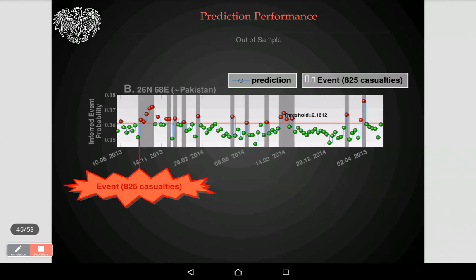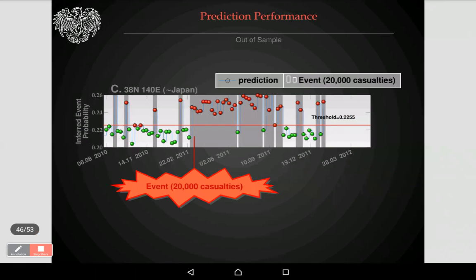A different location. Again, we do pretty well. There is a small false positive rate and false negative rate, but it's quite drastically improves what is possible with the state of the art. And in Japan, when you have really obvious signals, it does really, really well. So for example, in this case. And remember, this is all out of sample data. So the training was done with data before this time.